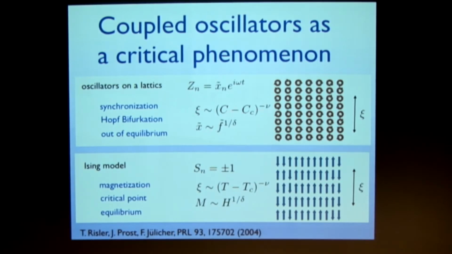That as a function of the control parameter, the correlation length, the length over which phases are correlated in the system, diverges, and when the correlation length diverges, these oscillators start to synchronize. So over the correlation length, they are in synchrony. Beyond the correlation length, they are not synchronized.